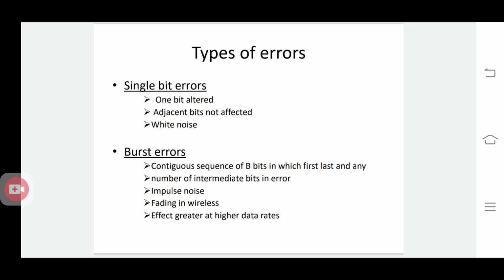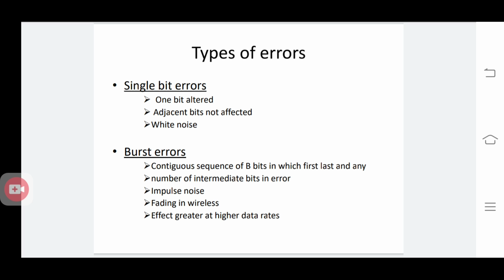And the second type of error is a burst error. Burst error means multiple bits are altered, or a contiguous sequence of B bits in which the first and last, and any number of intermediate bits, are in error. The main example is impulse noise, which is present in fading in wireless communication. It affects greater at higher data rates.